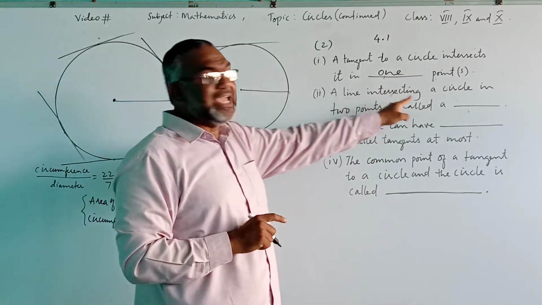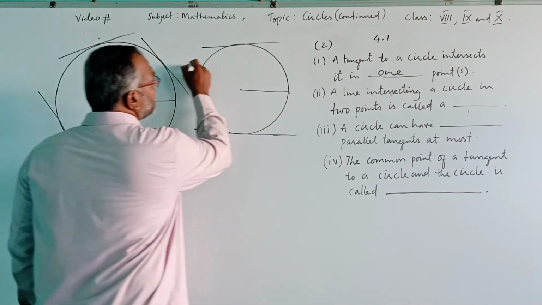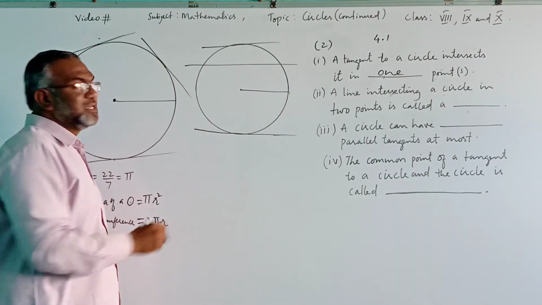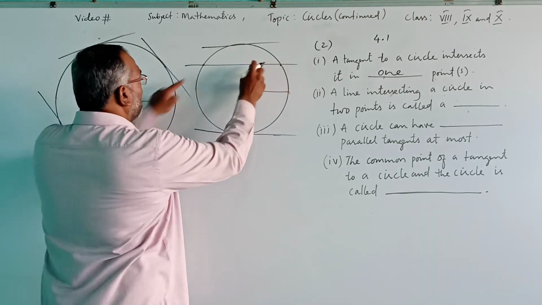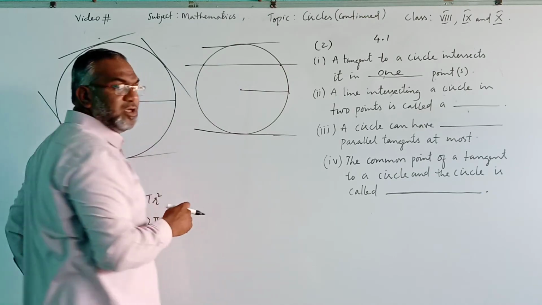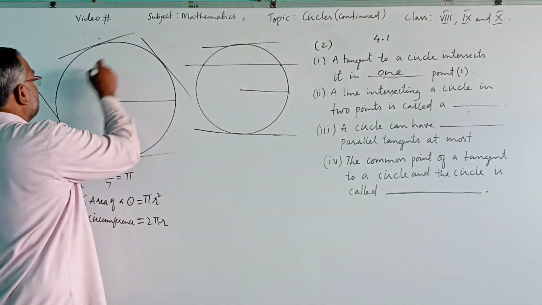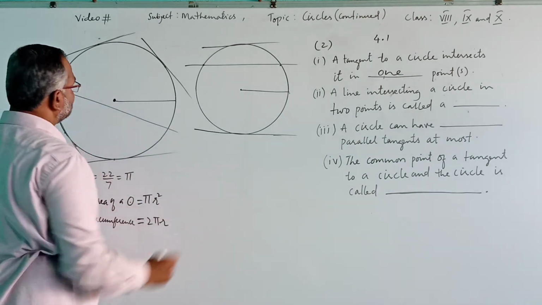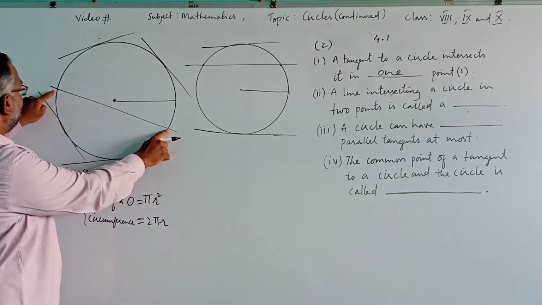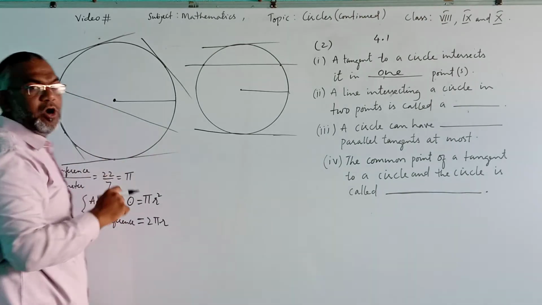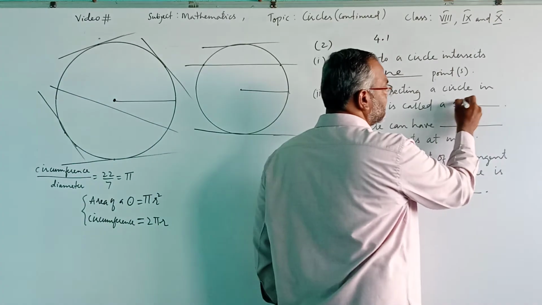Okay. A line intersecting a circle in 2 points. If there is a line which cuts the circle at 2 points, 1, 2, at 2 points, what is this line called? I have already explained, right? Suppose there is a line, imagine a line that cuts the circle at 2 points, 1 point here and the other point. So this line is called dash, secant, right? Secant.